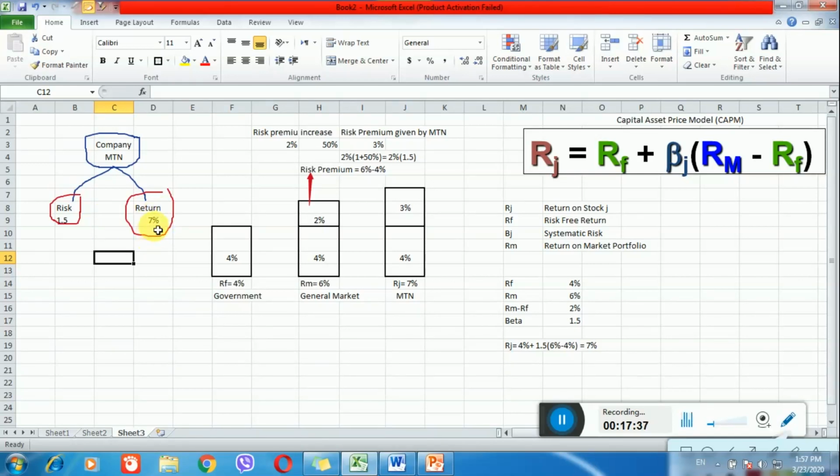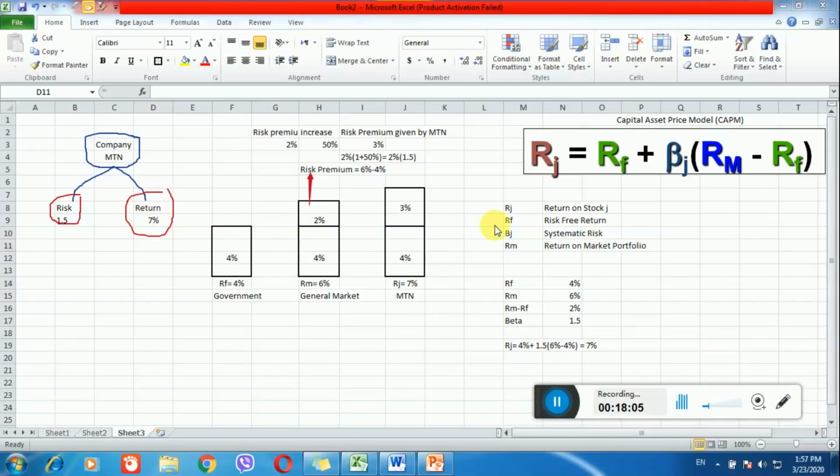So this return is called the minimum expected return by a shareholder. In other words, it is called the required return for the shareholder, and it is also a cost for the company. Why? Because the company is paying it against the financing from shareholders, and the investors receive 7%. So you can say this is a return for them. I hope you got what we mean by this formula.